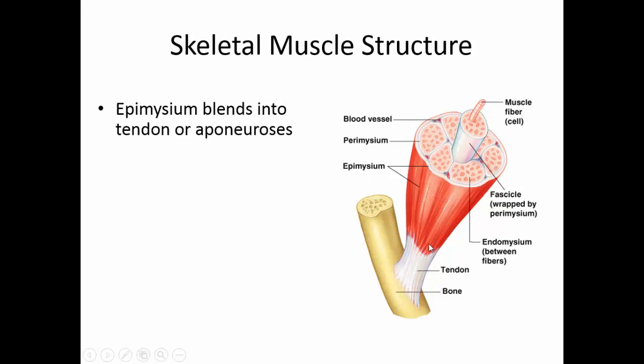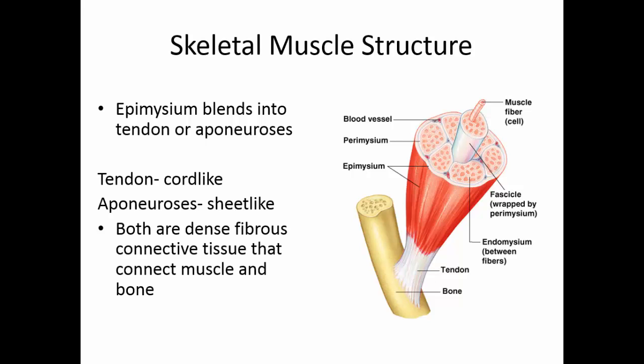The epimysium is composed of regular dense connective tissue, and these fibers extend from the end of the muscle and help make up the attachment structures for the muscle to the bone. A cord-like structure, as you see here, is known as a tendon. If the muscle is flat, however, these fibers will come off in a sheet-like structure known as an aponeurosis. Both of them are responsible for holding the muscle to the bone, and they're both made of dense fibrous connective tissue.